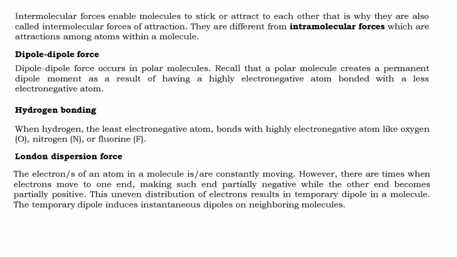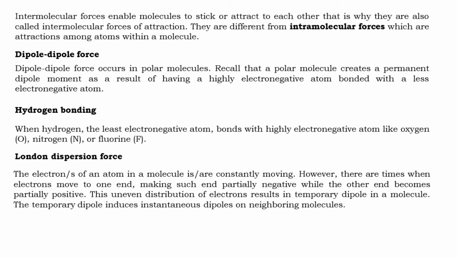And hydrogen bonding: remember that if hydrogen is bonded to oxygen, nitrogen, or fluorine, because hydrogen is the least electronegative atom, and when it bonds to a highly electronegative atom, it will form a hydrogen bond. And remember, only oxygen, nitrogen, and fluorine bonded to hydrogen create hydrogen bonding.